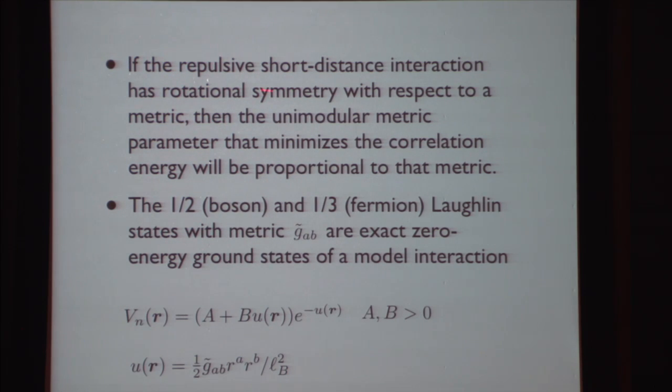Okay, so the Laughlin state actually has a special metric. Actually, it's got a family of special metrics. And if we look at it carefully, there are these interaction potentials for which Laughlin is exact. And if I just take the simplest case, the 1/2 boson and the 1/3 fermion Laughlin states are both exact zero energy eigenstates of a model interaction which depends on this quantity U, which is defined with respect to a metric. So U is R squared, defined by the metric which defines the state.